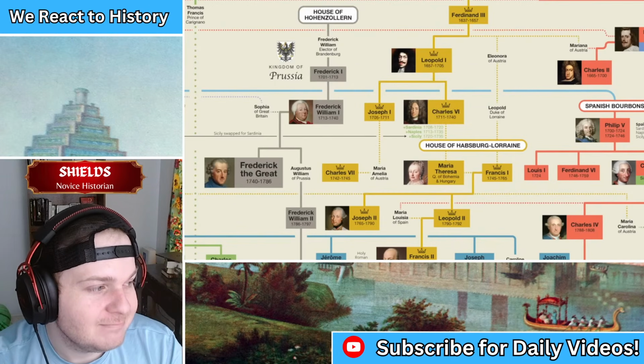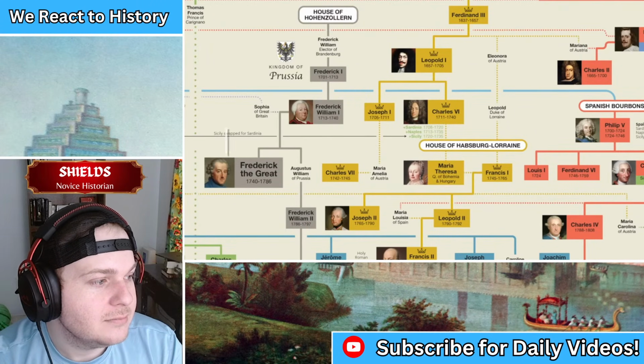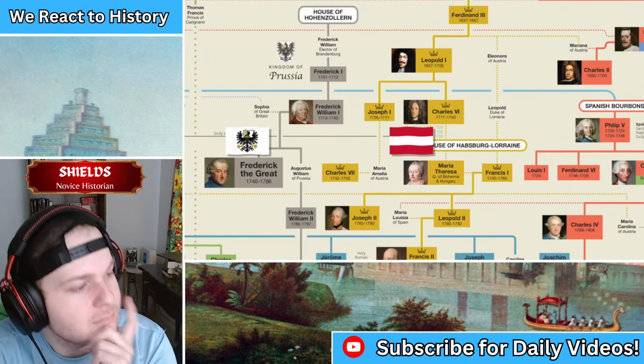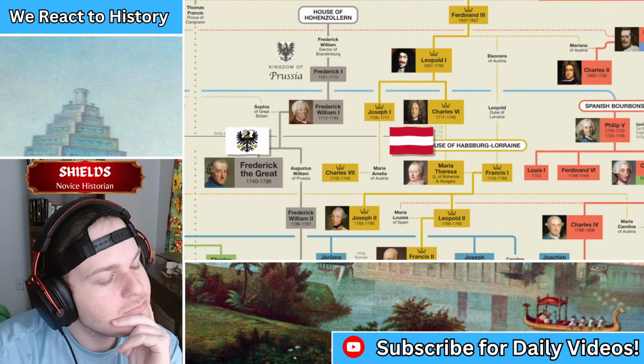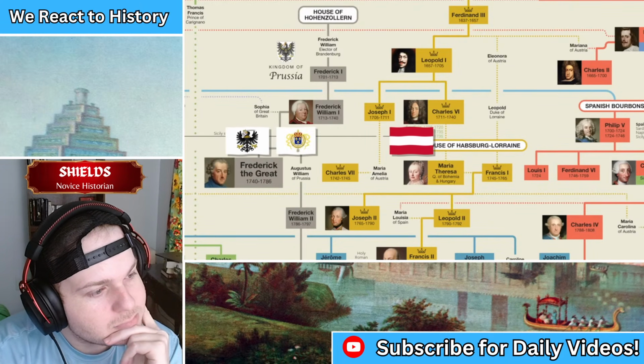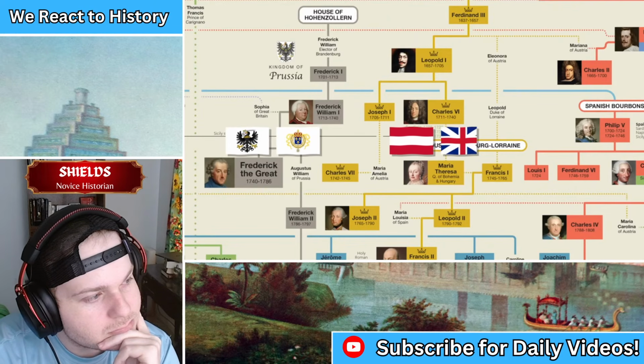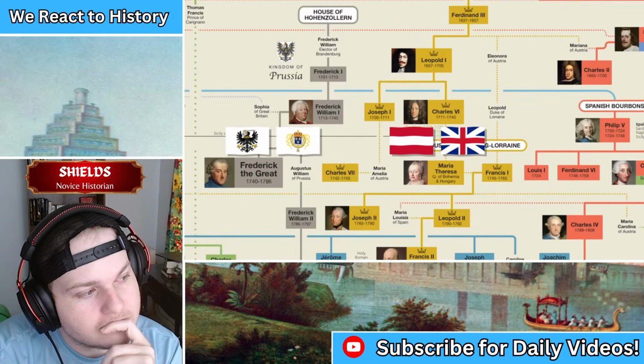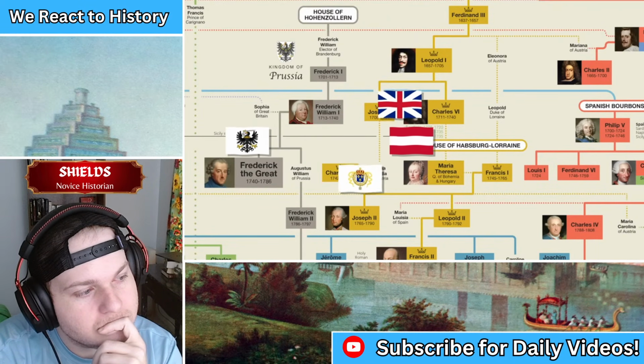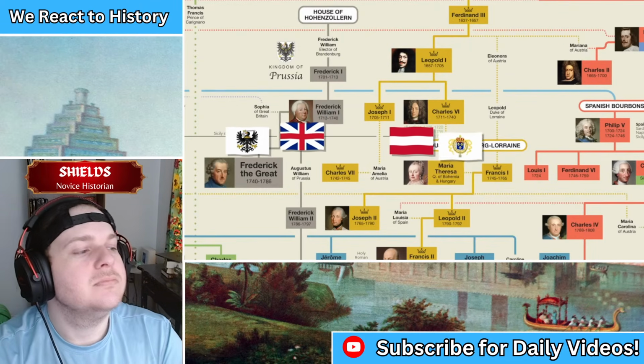Another notable thing about the 7 Years' War is that Prussia and Austria ended up trading allies. Previously, Prussia had been allied with France, and Austria had been allied with Great Britain. But this time it was the opposite. Prussia was now aligned with Great Britain, and Austria was aligned with France.